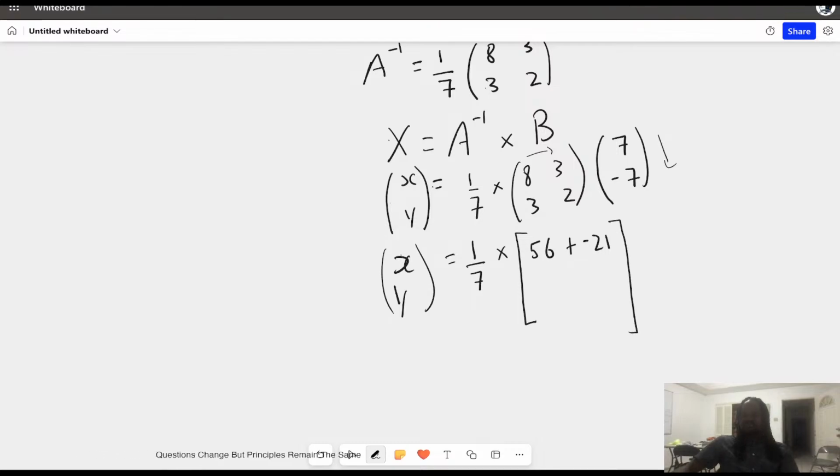Next, same thing again, row by column. First times first, 3 sevens, 21, plus second by second, 2 times -7, -14. Alright, so x, y equals 1/7 of, alright, so what do we get when we work these different things out here now? 56 plus -21, that's 35. 21 plus -14, that's 7.